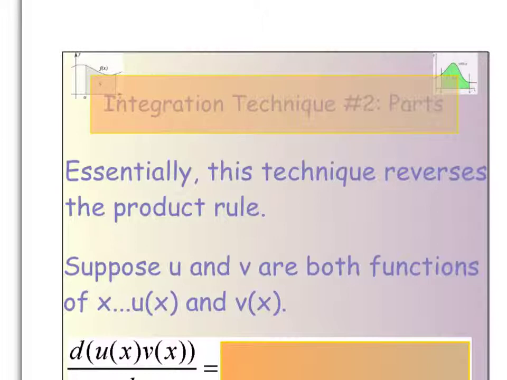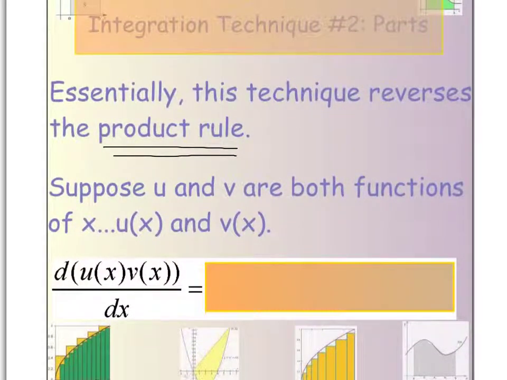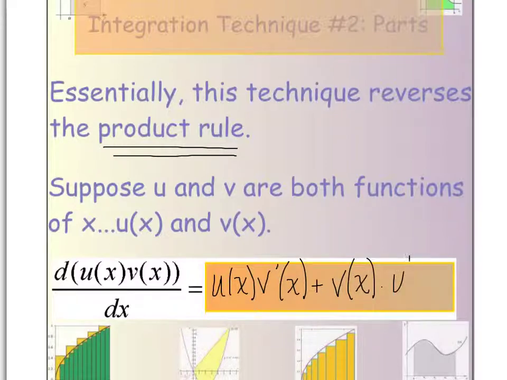And as I mentioned before, essentially this technique reverses what we know as the product rule. So we'll start off with taking the derivative of a product, uv. We're going to call the 2 functions in this case u and v. So if we take the derivative of the product, we get, of course, first times the derivative of the second plus the second one, v of x, times the derivative of the first.